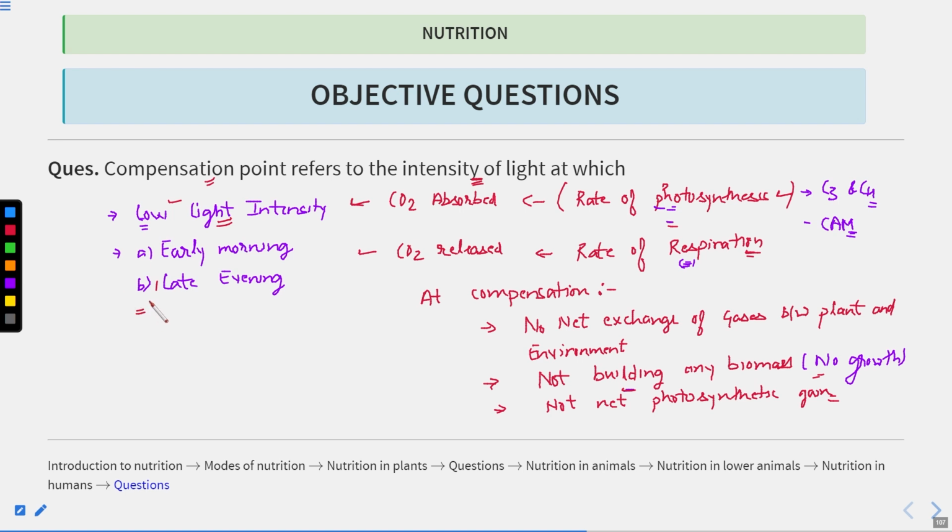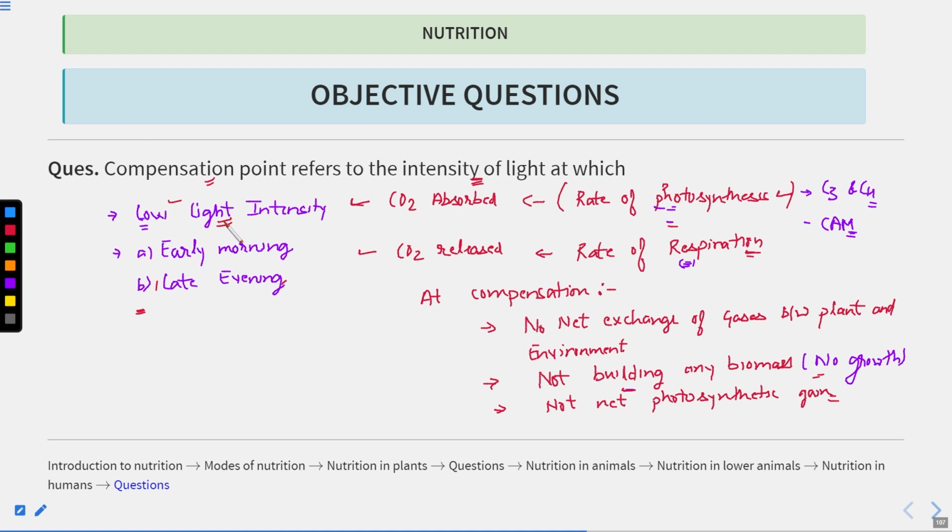Alright, so initially the rate will increase as the light intensity increases, then it will reach an optimal level, and then if we increase the light intensity beyond this optimal level, the rate of photosynthesis will decrease due to the damage, or the photooxidation, of the chlorophyll molecule.